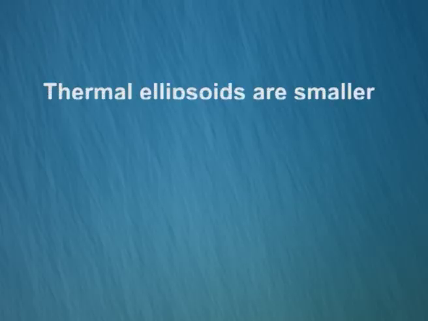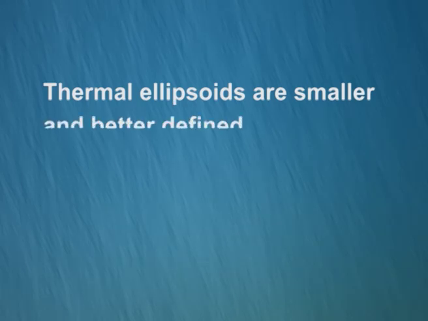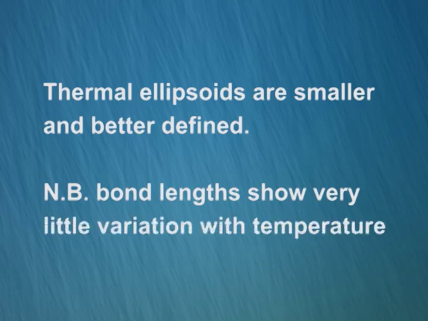Low temperature structure determination. When X-ray data are collected at low temperature, less than -150 degrees centigrade, thermal ellipsoids are smaller and better defined, and bond lengths show very little variation with temperature.